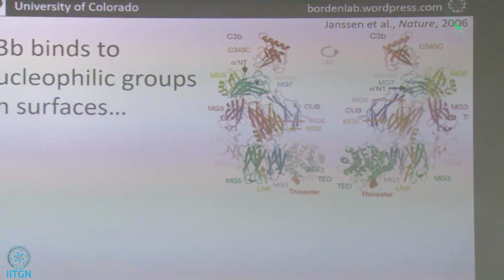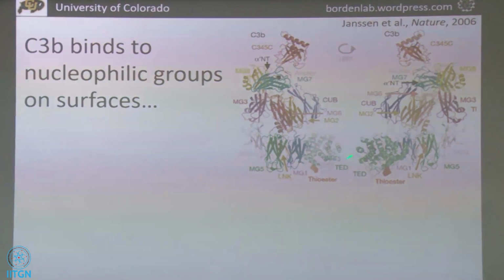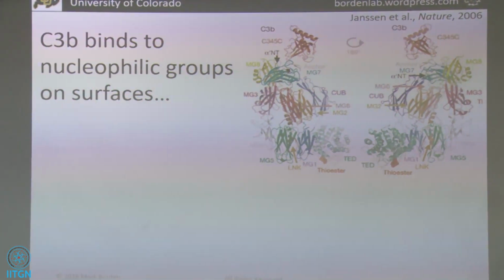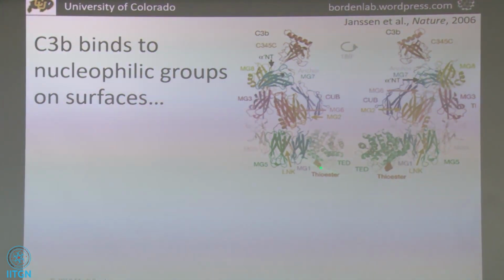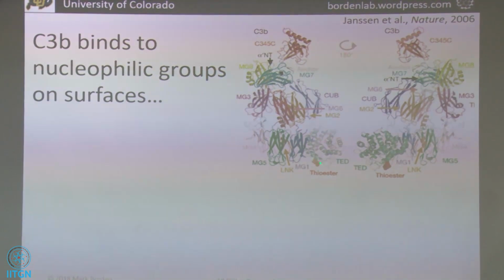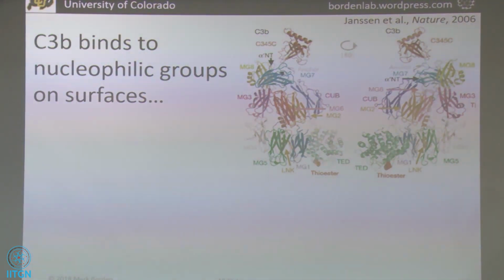So in 2006, Janssen et al. elucidated the crystal structure of C3 and C3b, and they found in particular this thioester bond that is present. Now, normally this thioester bond is hidden in a pocket in a C3 molecule, but when C3 convertase comes and chops off the C3a, it reveals the thioester on C3b, and then that thioester is available for binding. And it binds to nucleophilic groups, like in particular hydroxyl groups.